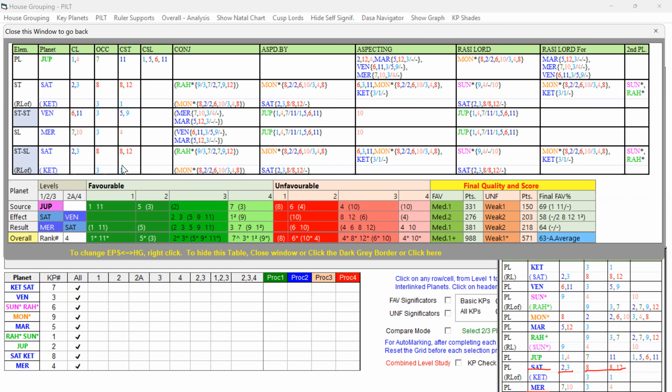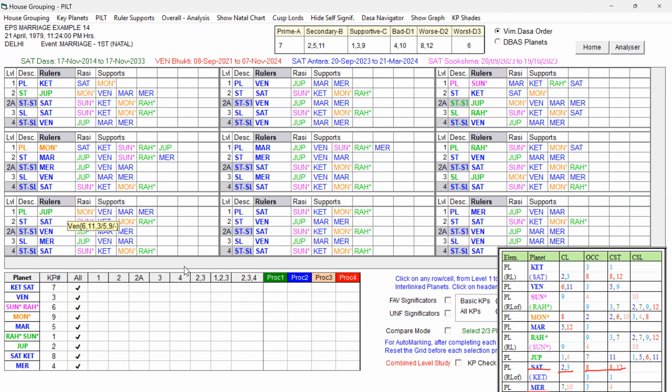Such a combined impact we can get only when we do the level-wise combined study with the EPS table. That you have to keep in mind. That is the problem when the same color is coming: we will not be able to differentiate, or we have to look at the colors. Sorry, the signification of each planet, right?